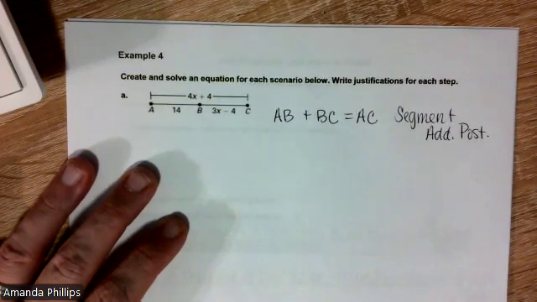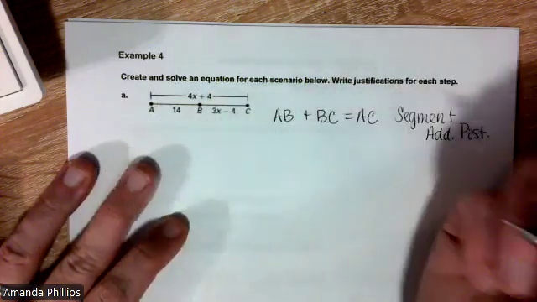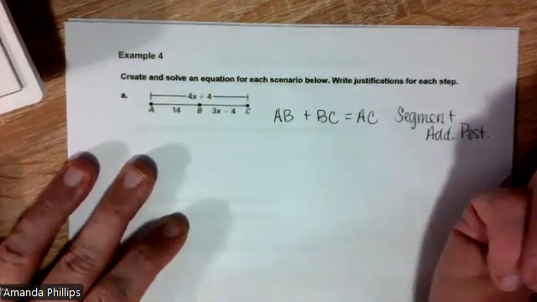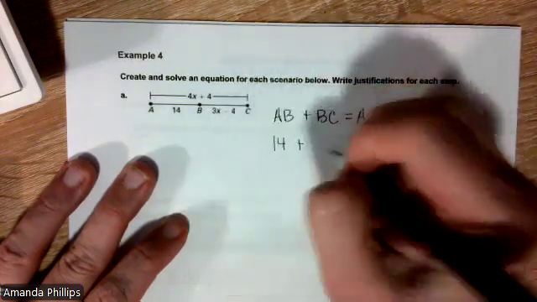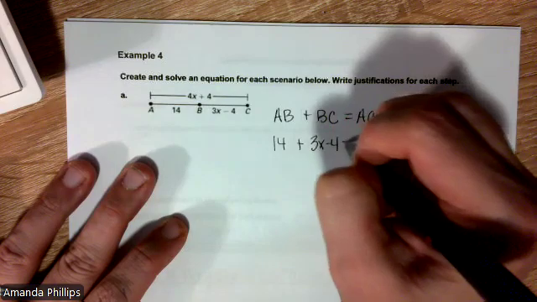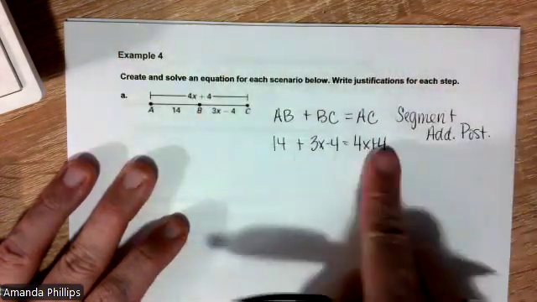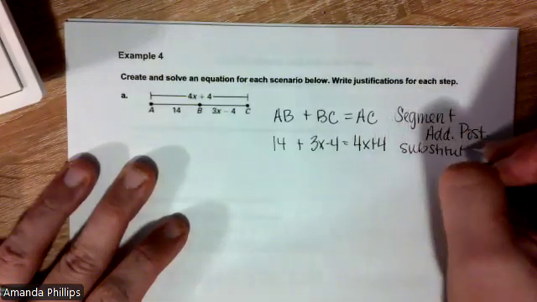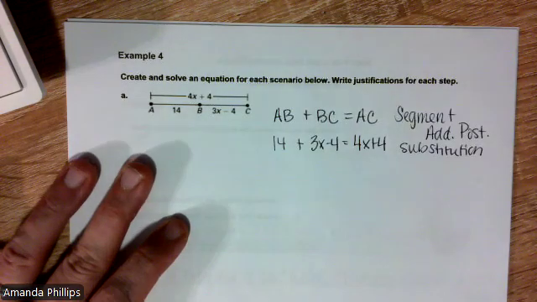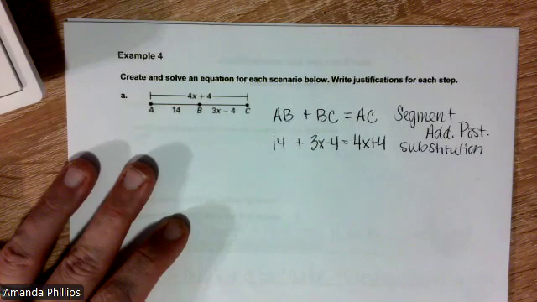Okay, so, well, now that I know that, let's just plug in. Another word for plug in is substitution, right? So AB was 14, BC is 3x minus 4, and AC is 4x plus 4. So my justification for this step is substitution. You're just writing down what you did. That's it, okay? So don't think of it as more than it is, like it is an extra step, but that's really all you're doing.